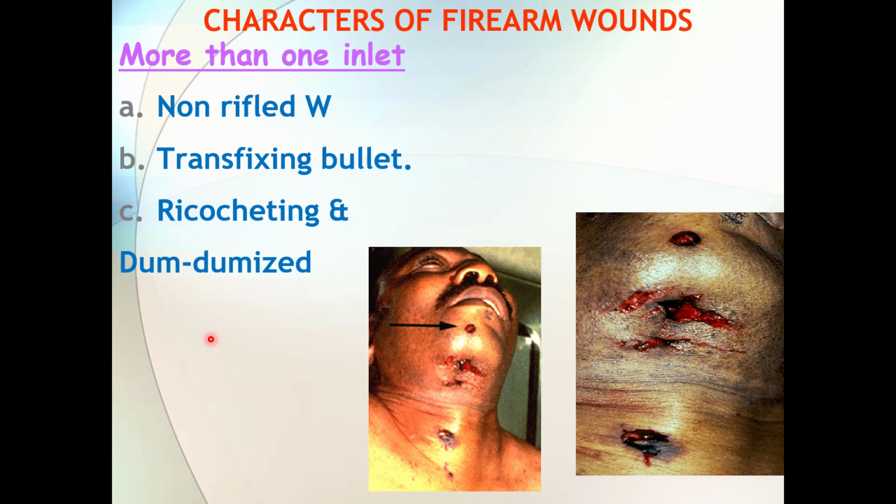Also, in ricocheting and dynamized bullets, we found more than one inlet. Why do we find more than one inlet, and what is the meaning of ricocheting, and what is the meaning of a dynamized bullet? A dynamized bullet means that we found a defect in the jacket of the bullet. When the jacket is defective and the bullet becomes dynamized, if it hits any surface, external or internal, it will fragment, and the fragments will pass from the defect of the bullet.